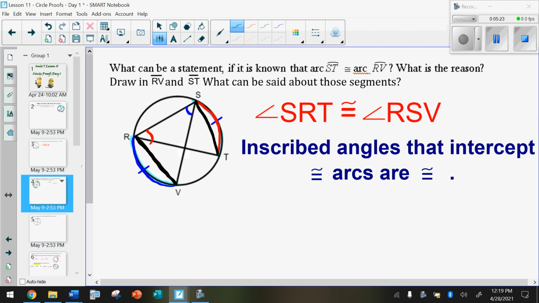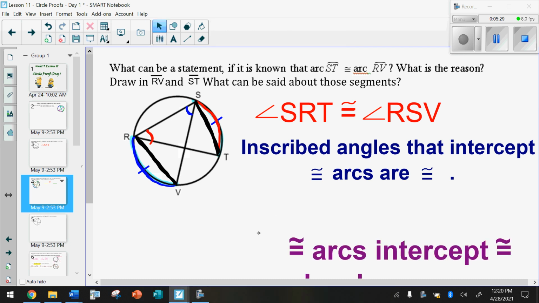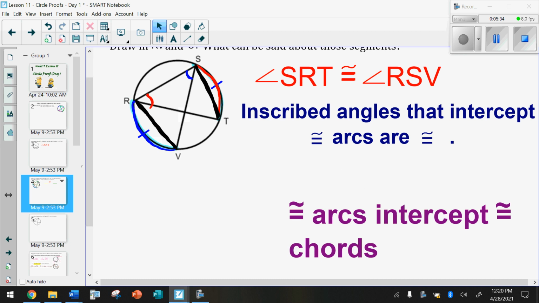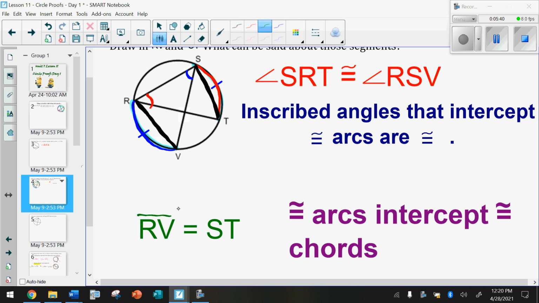those chords are congruent because congruent chords that intercept, there it is, congruent chords that intercept congruent arcs. Sorry, I was messing around trying to find where I hid the information.